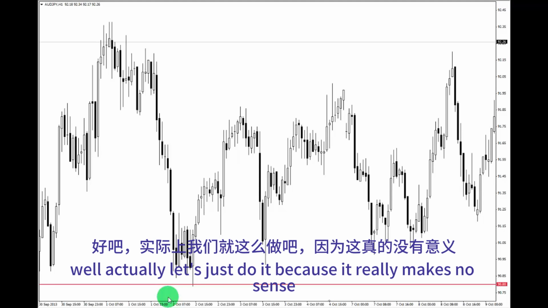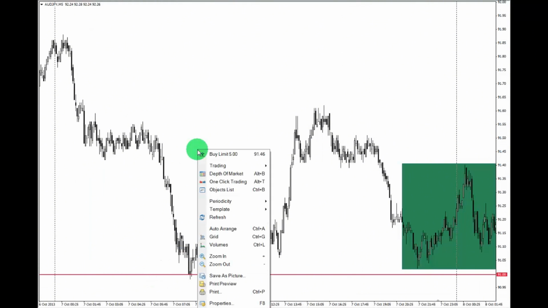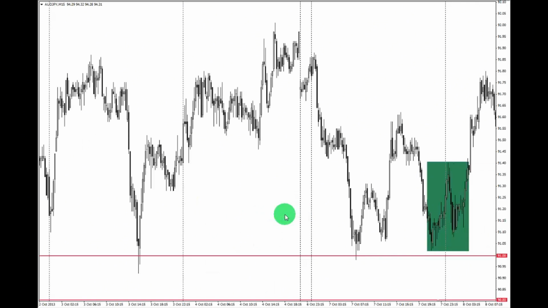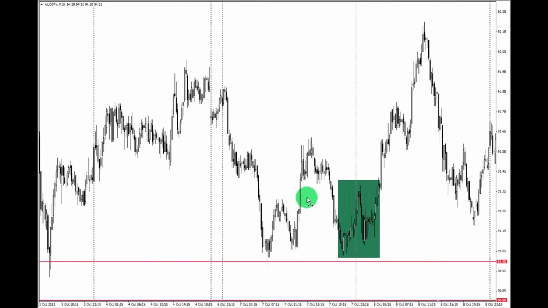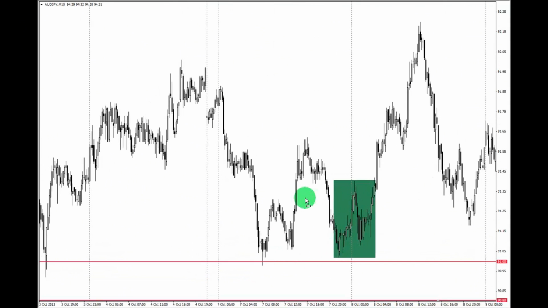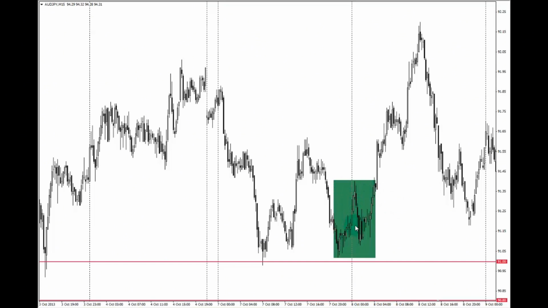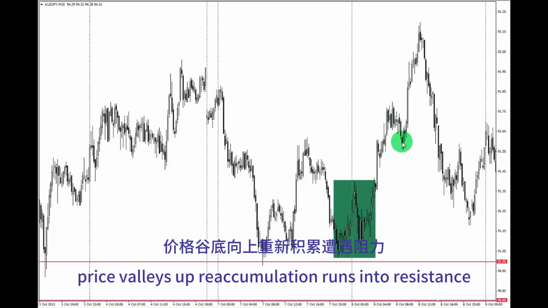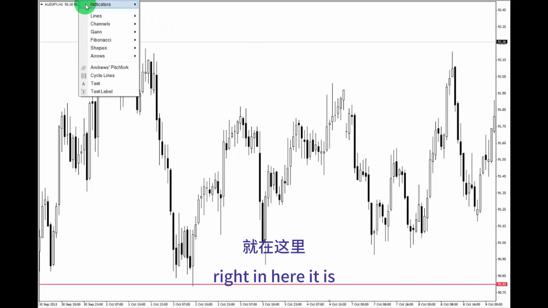Well, actually, let's just do it because it really makes no sense to talk about it vaguely. Okay, here's this original consolidation. Price rallies up, reaccumulation, runs into resistance. Now, what resistance is this? Right in here.